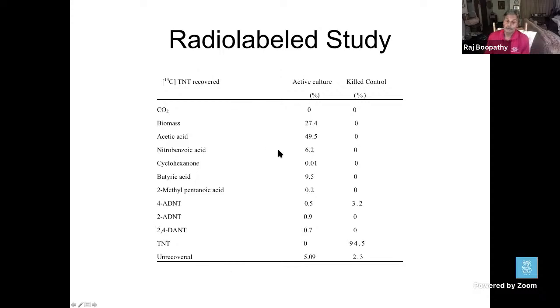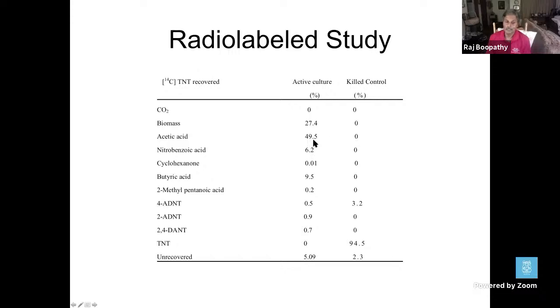This particular anaerobic bacteria is what we call an incomplete oxidizer. It doesn't take the organic compound all the way to CO2. So what it did was, if you look at this column, the radio-labeled TNT, 27% of it converted to the cell biomass. Most of it is converted to acetic acid. So the acetic acid accumulated in the system. 47.5% of TNT is converted to acetic acid.